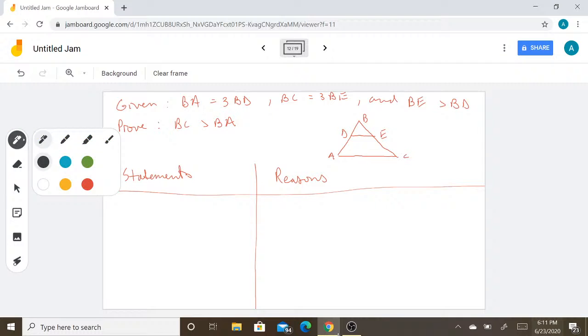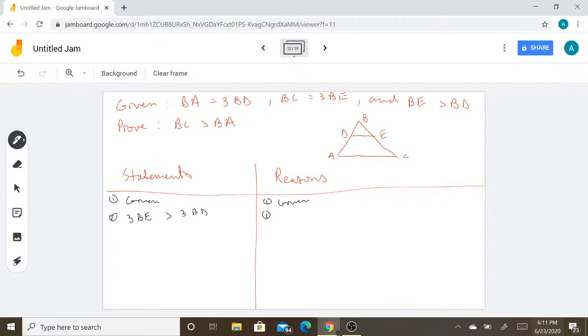So with what we're given, we can first say that 3 times BE is greater than 3 times BD. And this is because of what we just learned about multiplication inequality.